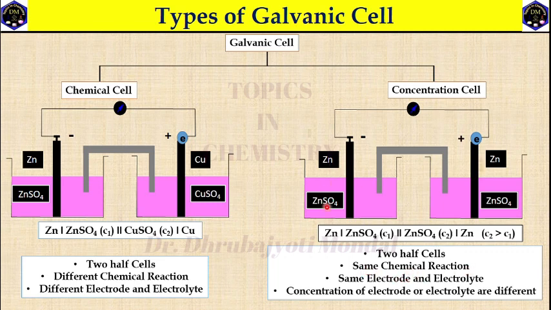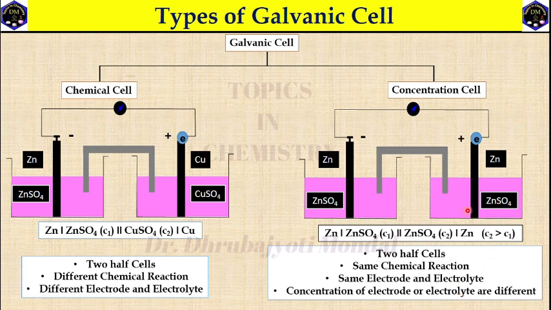Zn converts to Zn2+, and Zn2+ takes 2 electrons and converts to Zn. So here is the oxidation, here is the reduction, but both reactions are the same. Another important point: both electrode and electrolyte are also the same. Here it is Zn and Zn sulfate, and here also it is Zn and Zn sulfate. So same electrode and electrolyte.